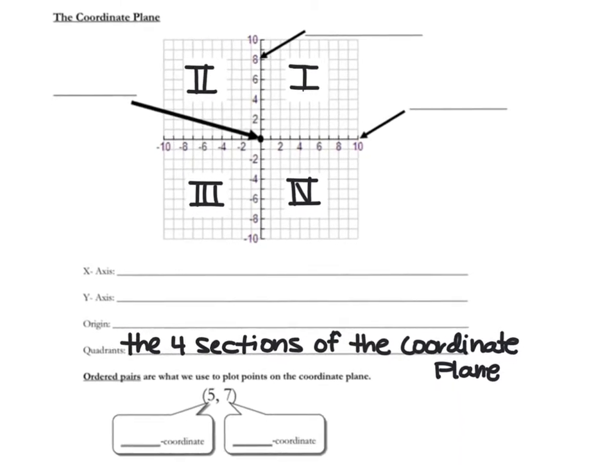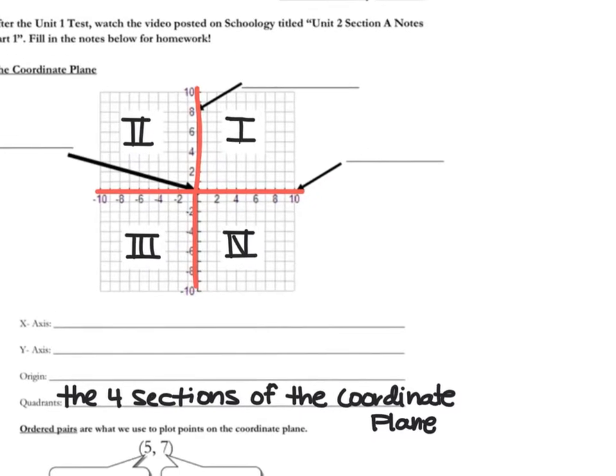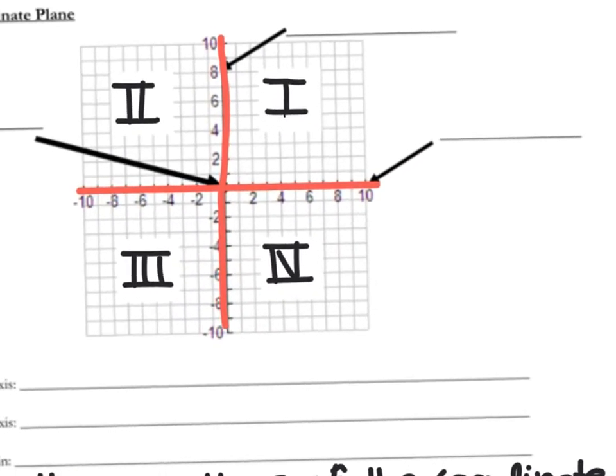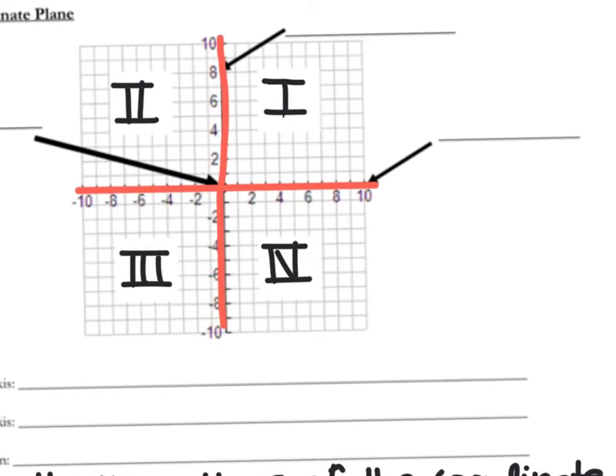Okay, so then we have something called axes, and axes are just these two main lines of the graph. So we have the x-axis and we have the y-axis. So the x-axis is this horizontal axis. So we'll write in x-axis right here. So again, this is the horizontal axis of our graph.